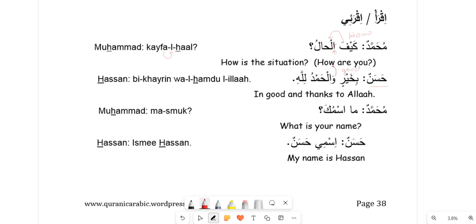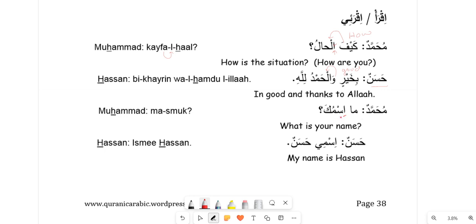Walhamdulillah. In between, hamzatul wasl, straight from waw to lam. Walhamdulillah. Now Muhammad says masmuka. Remember, there are certain nouns where hamzatul wasl comes with the kasra. You will learn this in Quranic Arabic.